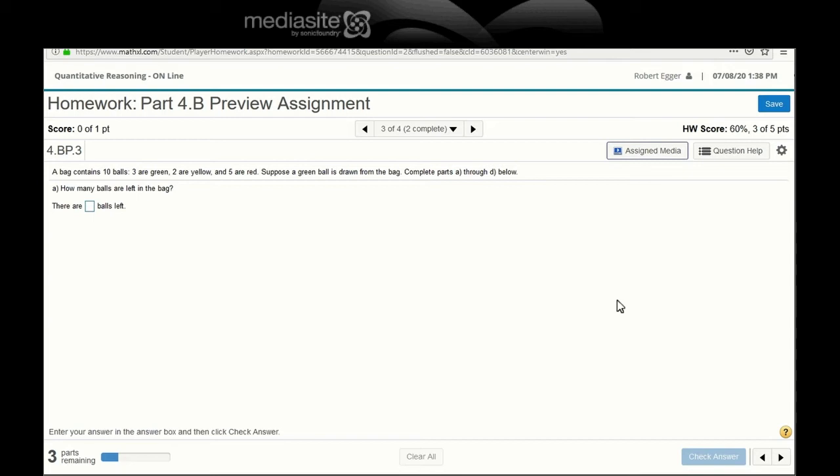Let's see, again we have 10 balls, 3 green, 2 yellow, 5 red. Suppose a green ball is drawn from the bag, complete A through D. Okay, so 1 green ball is pulled. So how many balls are left in the bag? Well, we start with 10, took out 1, so there are 9 balls left in the bag.